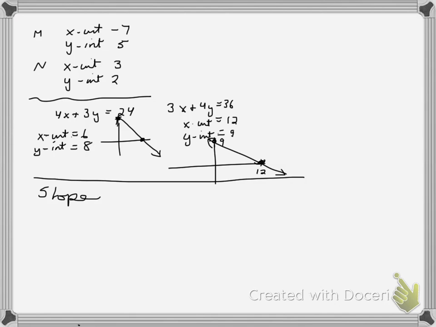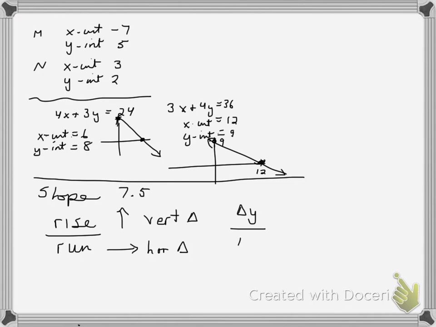Now the next idea is 7.5, and we're talking about slope. We define slope as, well, they talk about the rise over the run, the rise being the vertical change, and the run being the horizontal change. Horizontal, I use a triangle for change, vertical change. Okay. We could also define this as the change in the y over the change in the x. Okay. Now, what do I mean by the change in the y over the change in the x?